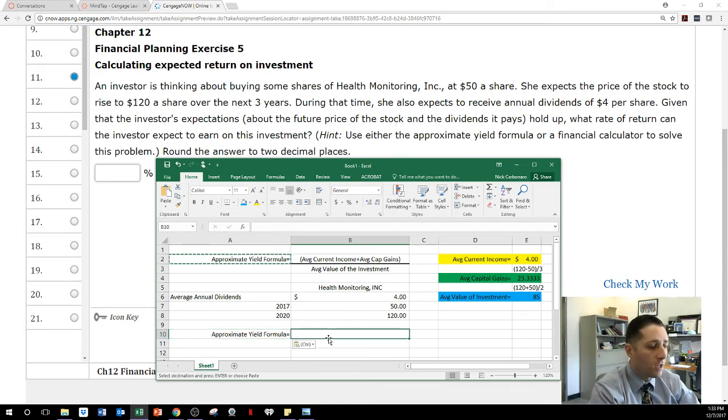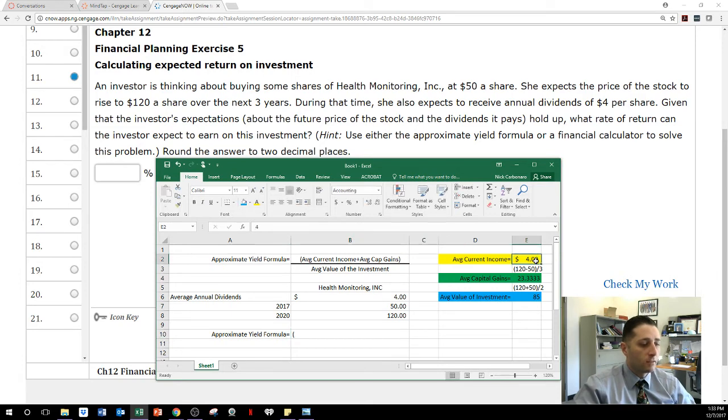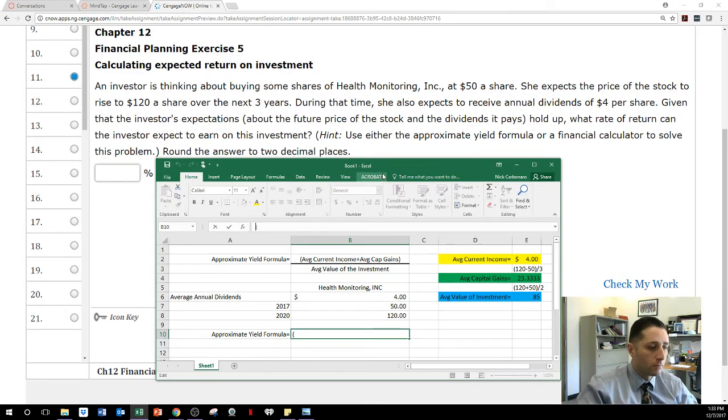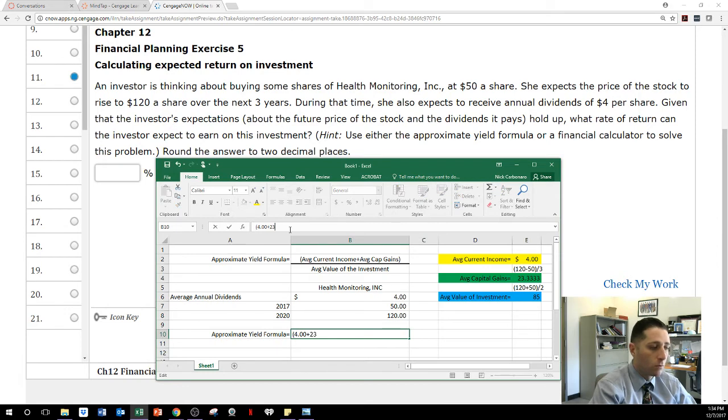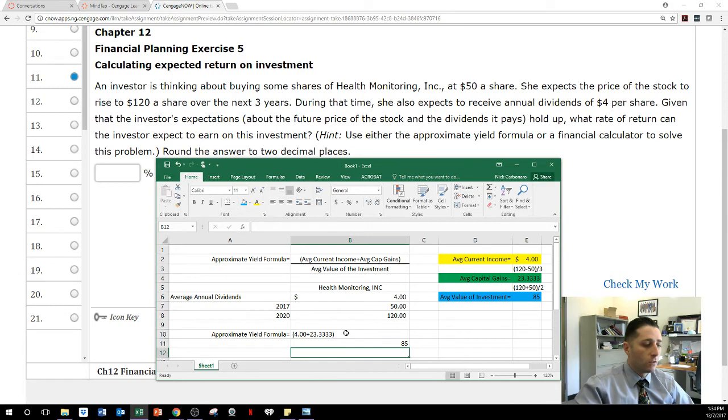The average current income is this. It's $4 plus the average capital gains, which is this 23.333. And we said we're actually going to divide that by the average investment, which is 85. So we have these 2 right here. Let's center it up. Let's put another thick border so you can see what I'm talking about over here. And that's your average thing.